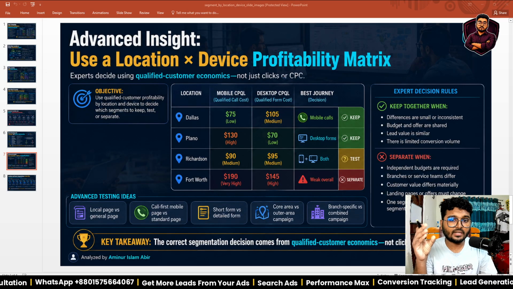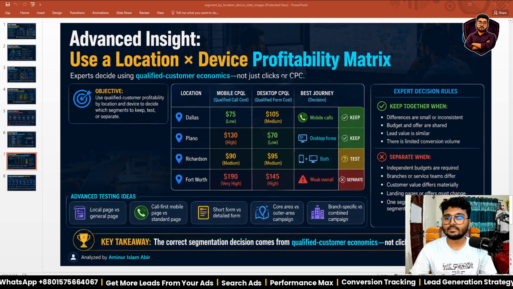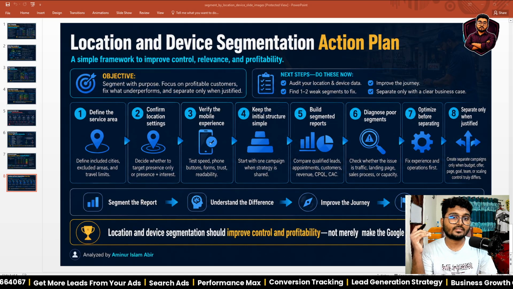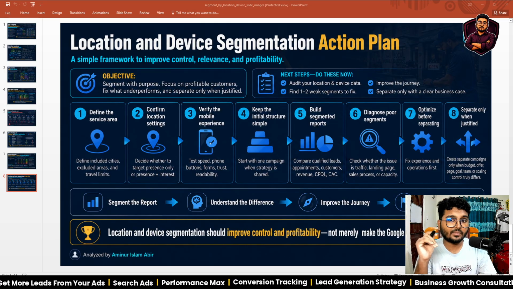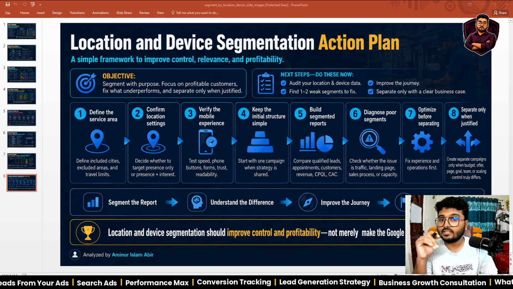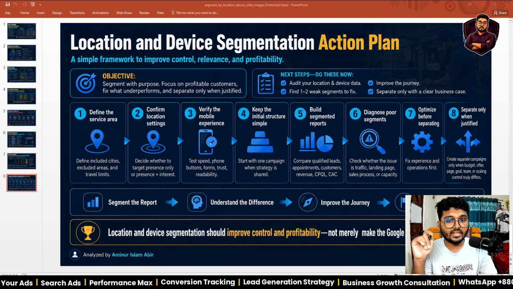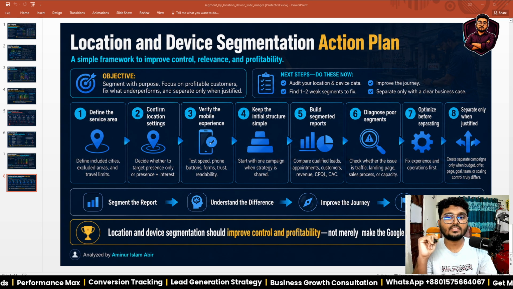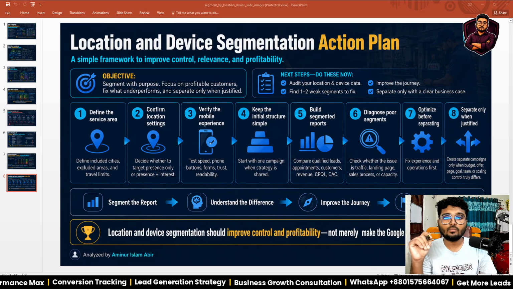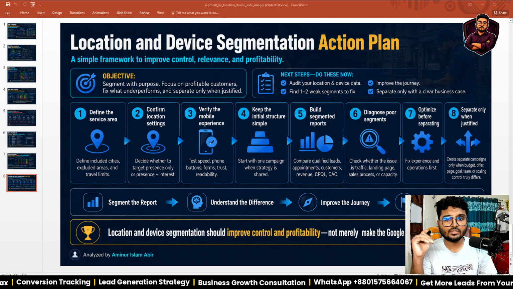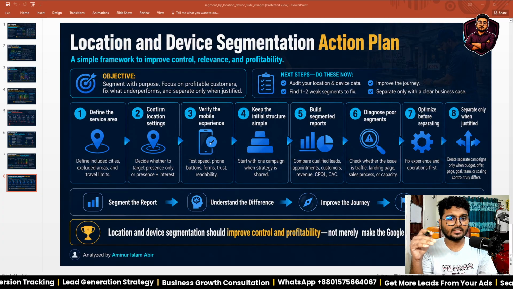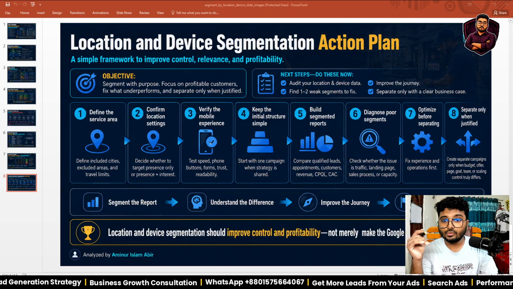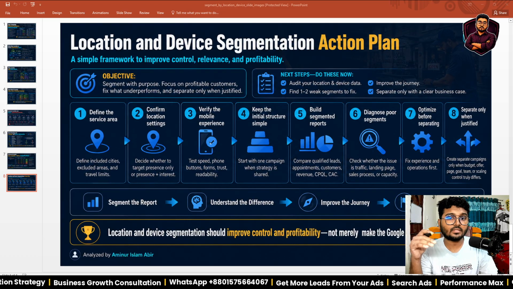So let's finish by turning the complete strategy into a practical action plan. And this is my slide 8, where I analyze the location and device segmentation action plan. Here is the step-by-step framework. Step 1, define the service area list: include cities, exclude areas, maximum travel limits, and realistic response time. Step 2, confirm location settings. Decide whether the campaigns should target people physically present in the service area or also people showing location interest. Choose the option that matches the business model.